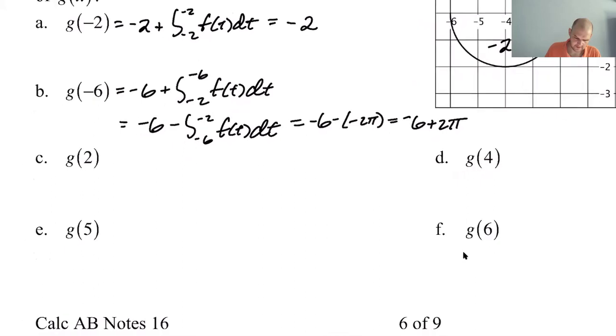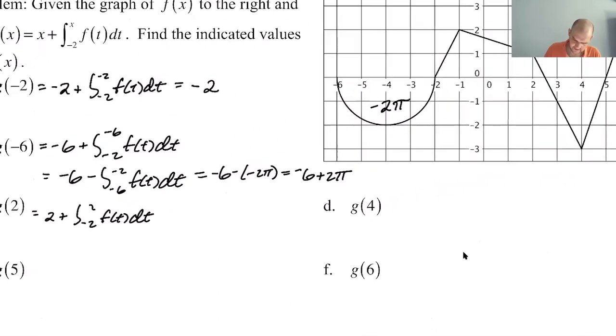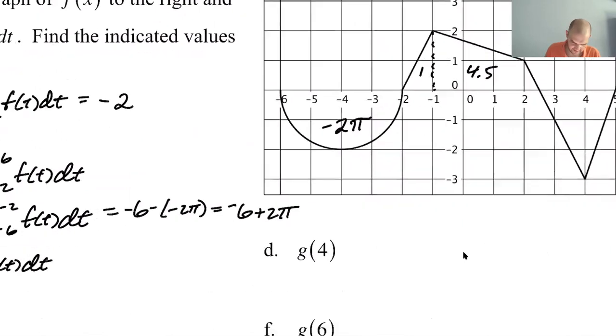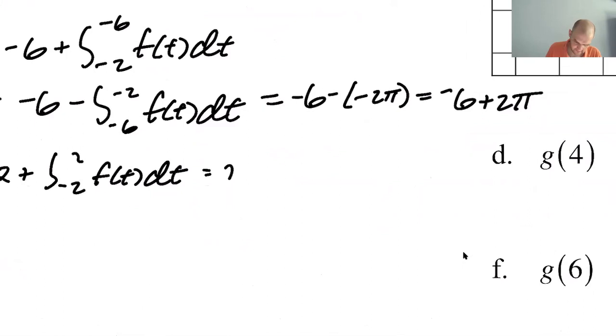Okay. g of 2. So we always got to watch out for that. Should you change the bounds? Negative 2 to 2, f of t dt. This is negative 2 to 2. This is 1, and then 3, 4.5. So 5.5. So 2 plus 5.5. Geometry. We got this.